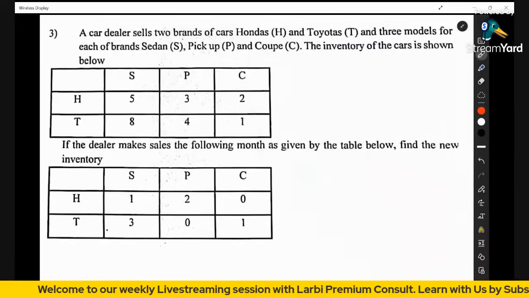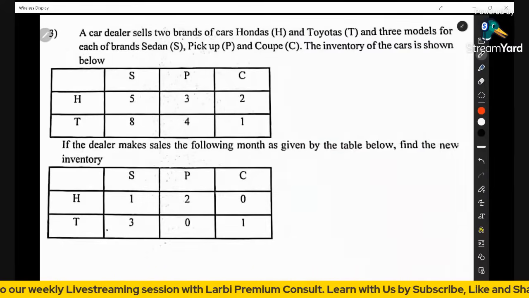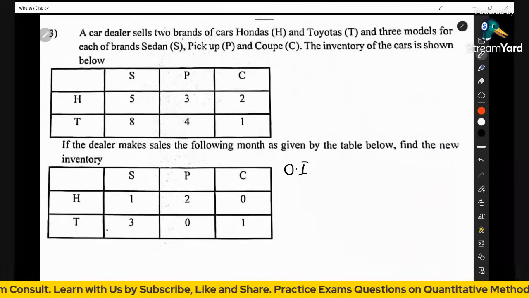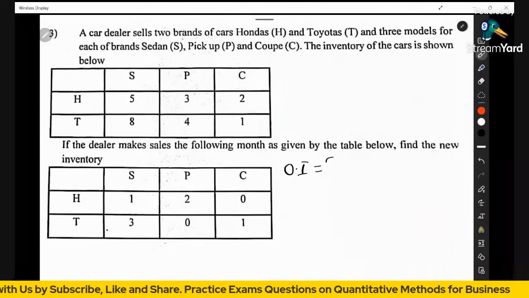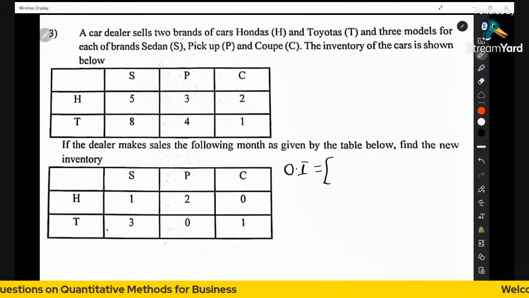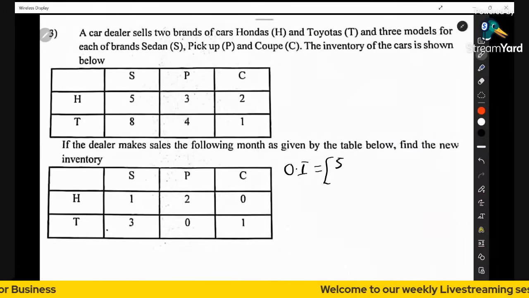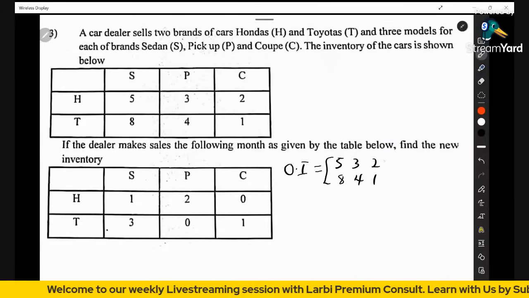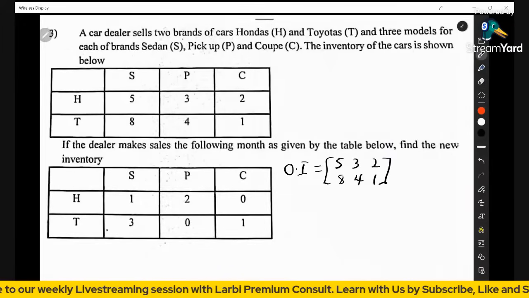Okay, so here we need to convert this whole table into a matrix form. This is an application of a matrix. So I will say that we have our old inventory, OI, to represent that, and that should be a 2 by 3 matrix. 2 rows, 3 columns. All right. So that's going to give us 5, 3, 2. Then we have 8, 4, and then 1. So that becomes our old inventory in stock.